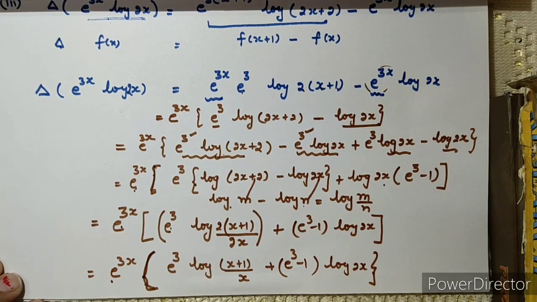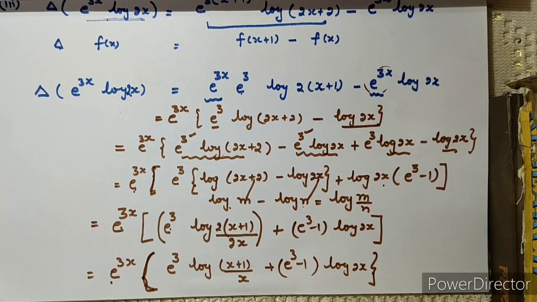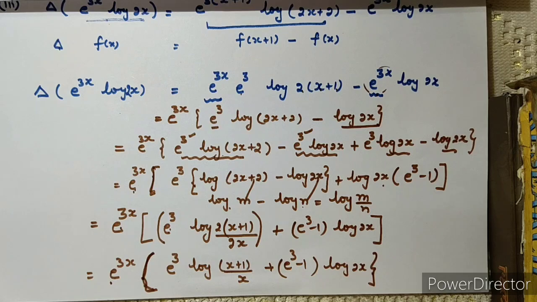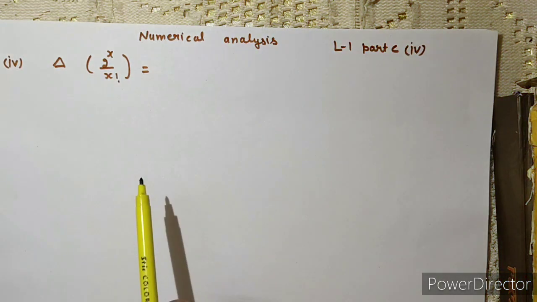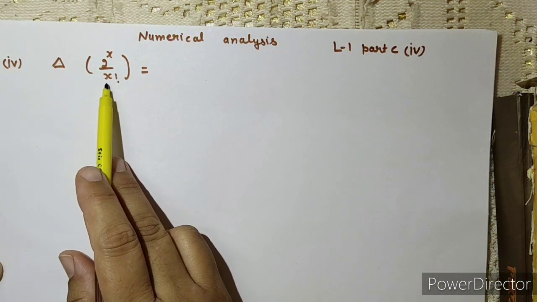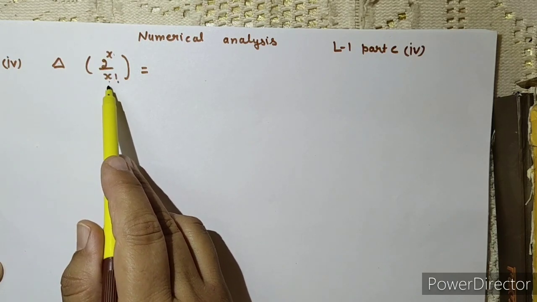Okay, these are very simple examples in which we are just applying the first forward difference operator on a function. In the coming lecture, I will take the example in which first forward difference operator is applied n times. Generalization case will be there. Now the last part, apply the first forward difference operator on this term. So here the function is 2^x by x factorial.